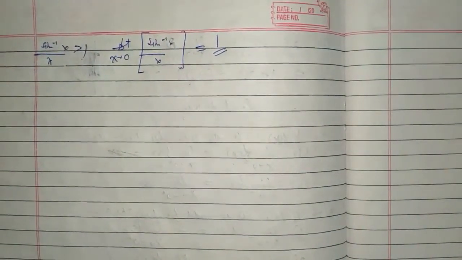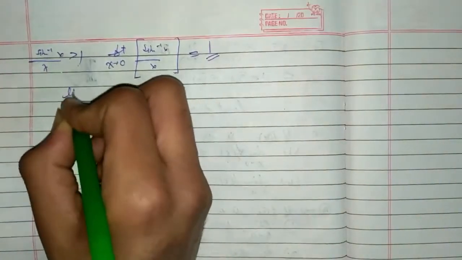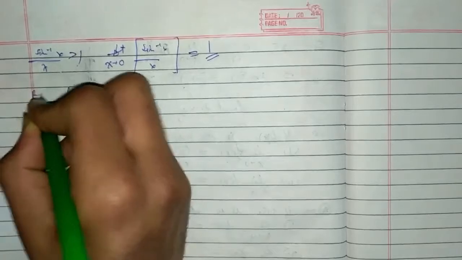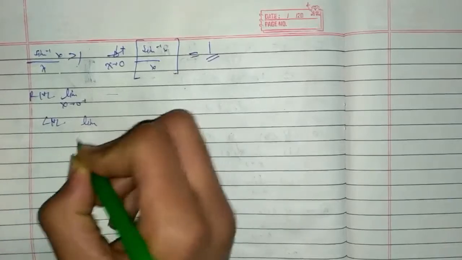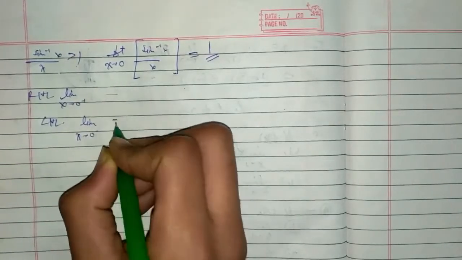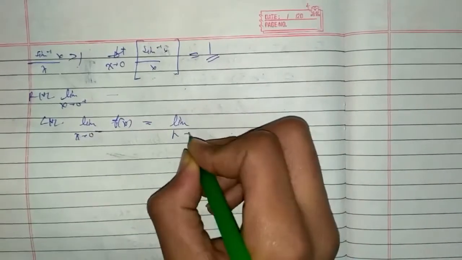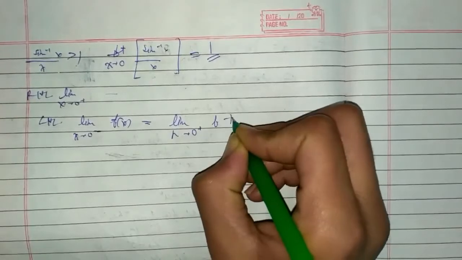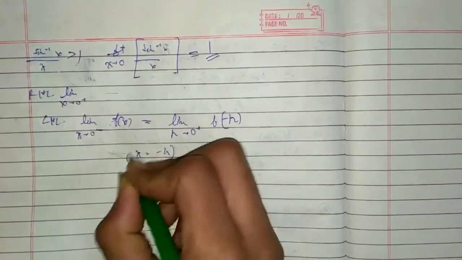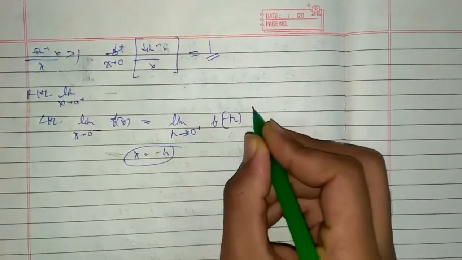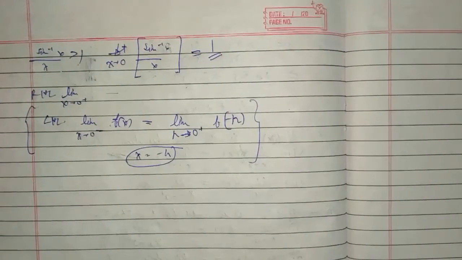For more explanation, for limit x tends to 0 plus, that is the right hand limit, you already know that. For calculating the left hand limit, limit x tends to 0 minus of the function is equal to limit x tends to 0 plus f of minus h. You must substitute x by minus h, that is x equal to minus h, and then calculate for limit x tending to 0 plus. So try this also. In fact, you will get the same answer in both cases, no matter what.